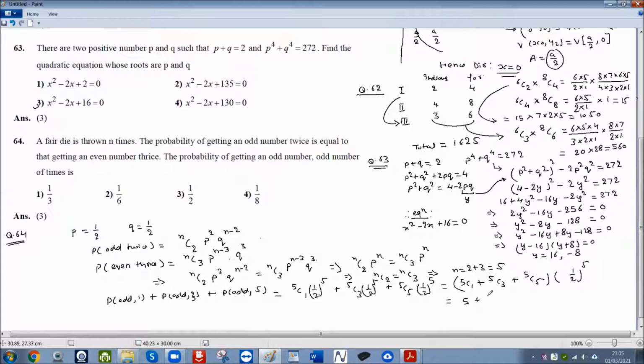5C3 is 5 into 4 divided by 2 into 1 plus 1. 1 by 2 raised to the power 5 is 32. So this is 10 plus 6, 16 by 32, which is half. And that gives us third option is correct.